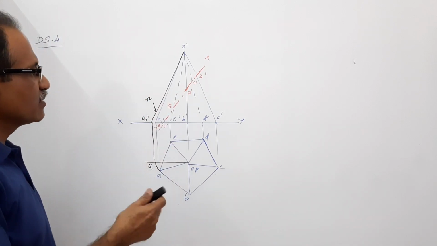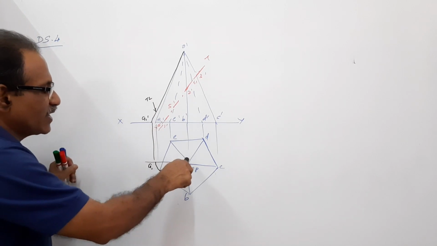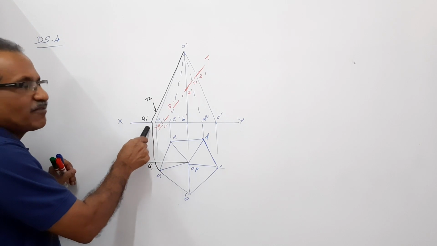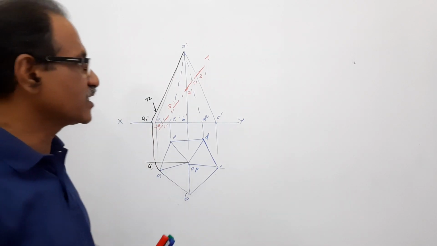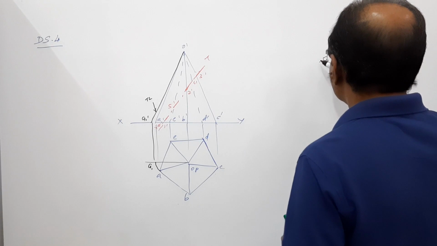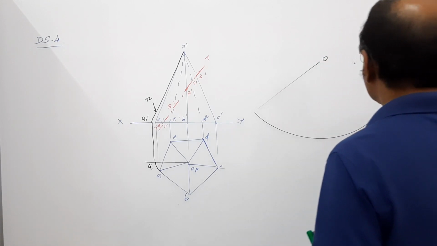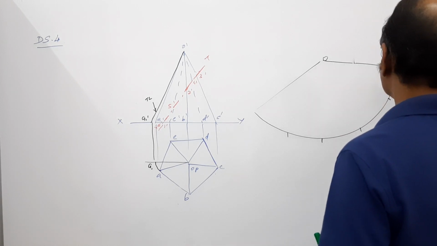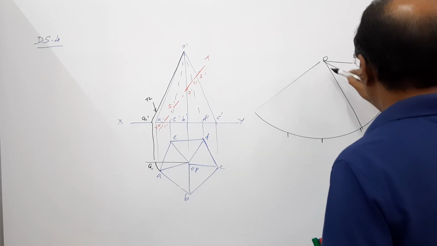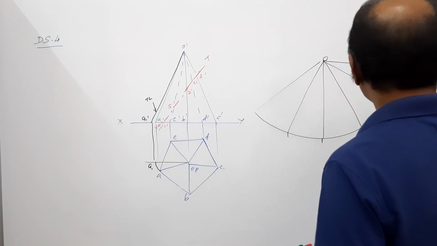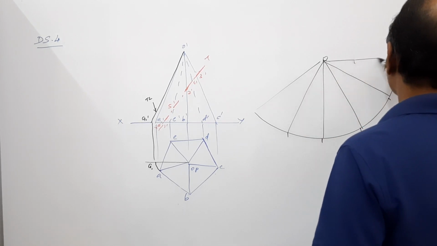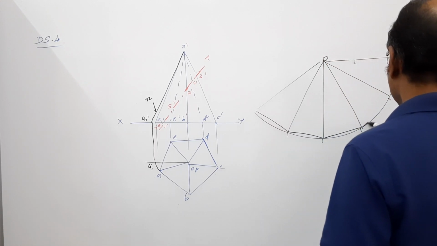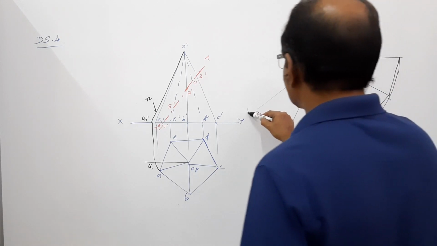You have to draw the development. You need the full length of the slant edge. What do I do? With O as center and OE as radius, draw an arc, project A1 to XY, and connect A1 dash and O dash; this is the full length of the slant edge. Choose O anywhere and complete the development. This is the development of the pyramid. You already know how to draw it. Connect AB, BC, CD, DE and EA by individual straight lines.